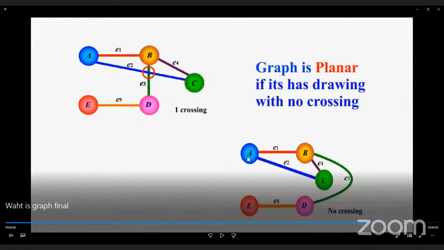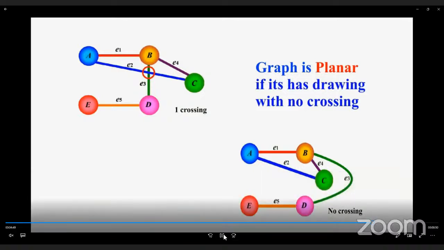And if we can draw a graph with no crossing, any graph with no crossing, then we call it planar. The graph is called planar if it has no crossing.